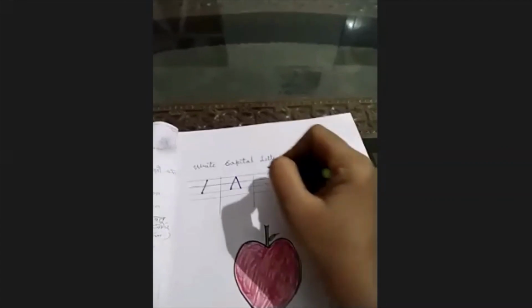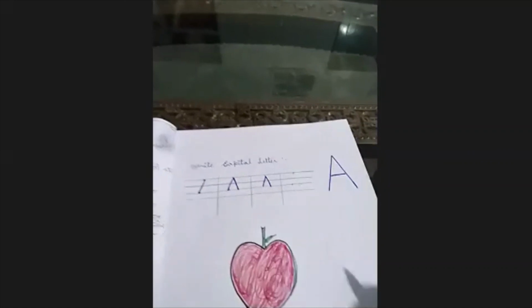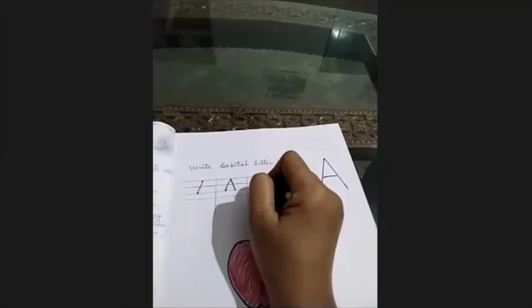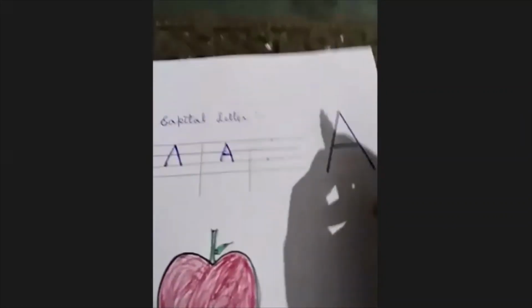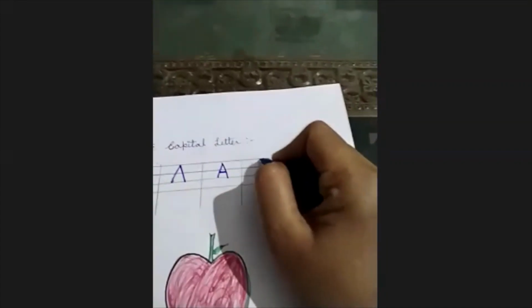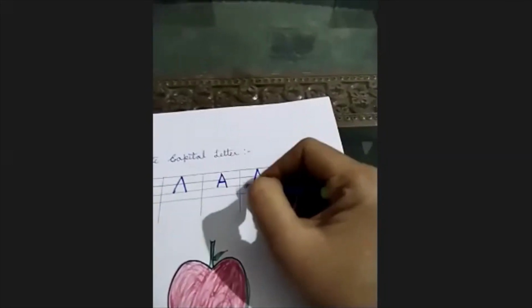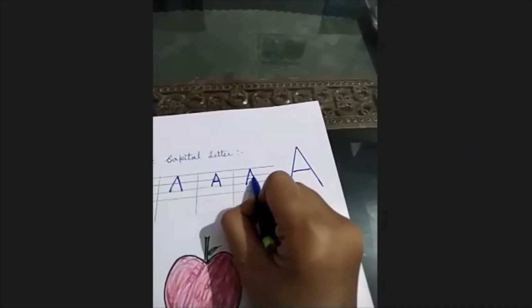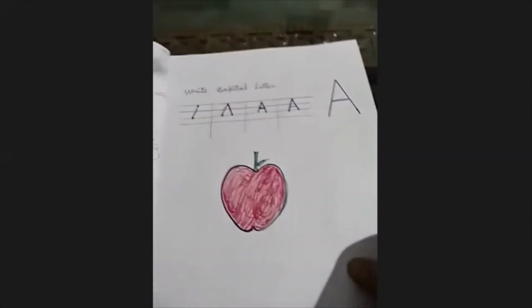Yes, again this way, 2 slanting lines, and in between sleeping line. The same way, 2 slanting lines, okay, both the slanting lines, then sleeping line. Okay, this is alphabet A. A for apple. A.